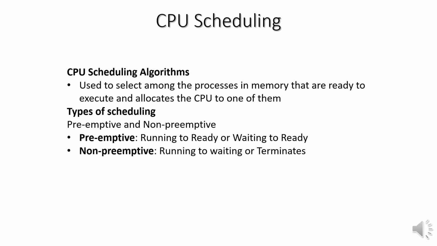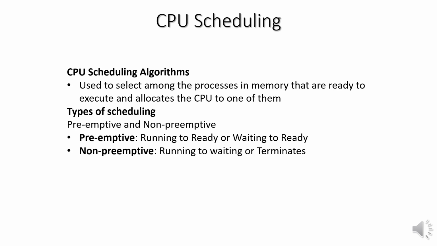Next, we will see what CPU scheduling algorithms are. They are used to select among the processes in memory that are ready to execute and allocate the CPU to one of them. Whenever the CPU becomes idle, the operating system must select one of the processes in the ready queue to be executed. The selection process is carried out by different scheduling algorithms.